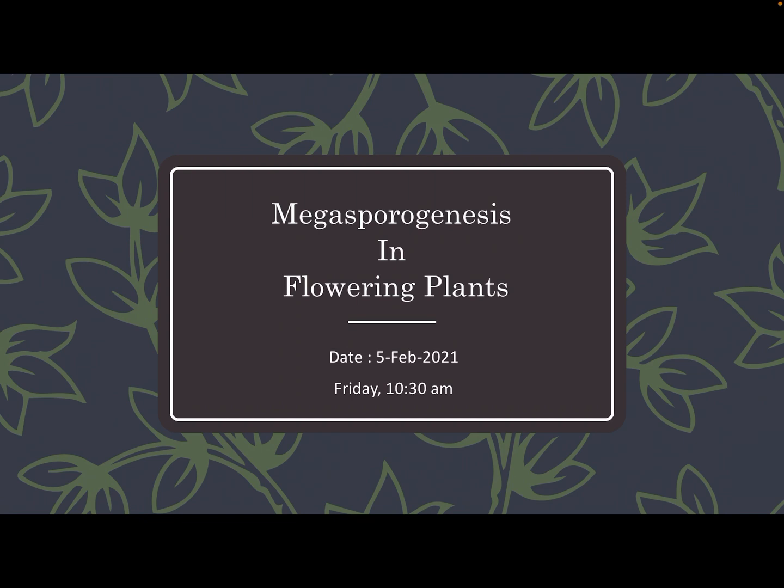Because if you want to understand fertilization in flowering plants or the life cycle of flowering plants, you should know what is megasporogenesis, what is microsporogenesis, what is the male gamete, what is the female gamete, how and when they will fertilize each other, and what happens after fertilization. So this is the important topic of the life cycle and fertilization of flowering plants. So let's get started with today's topic.